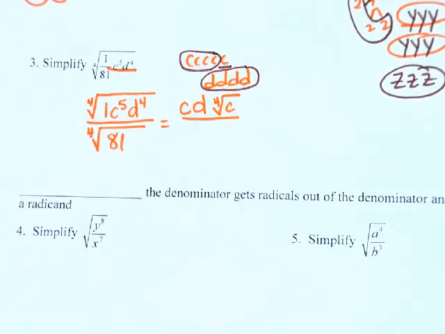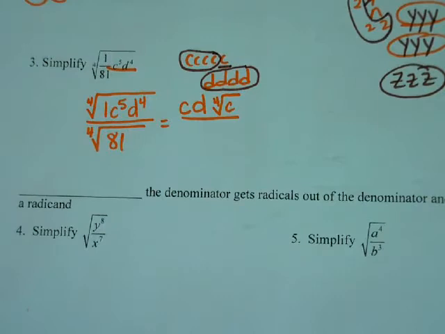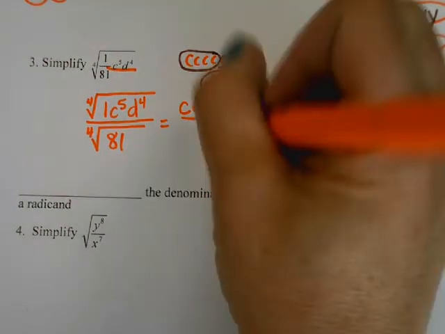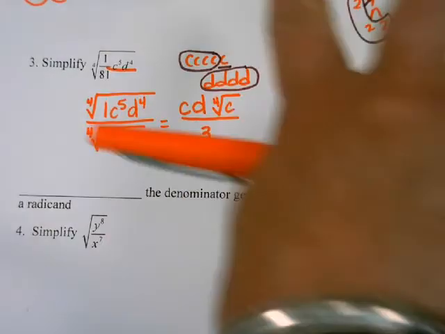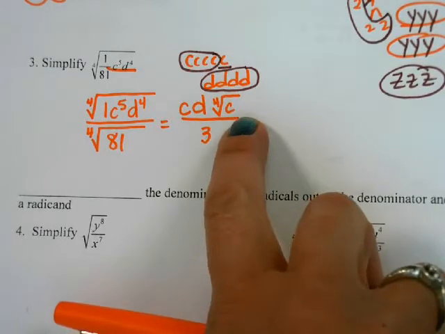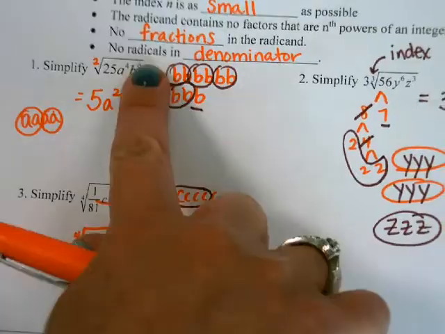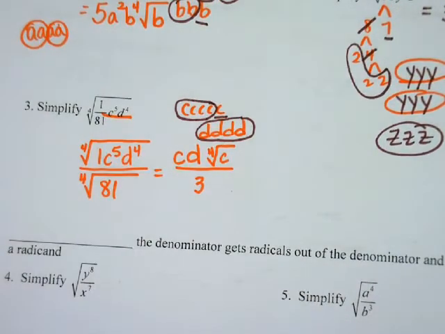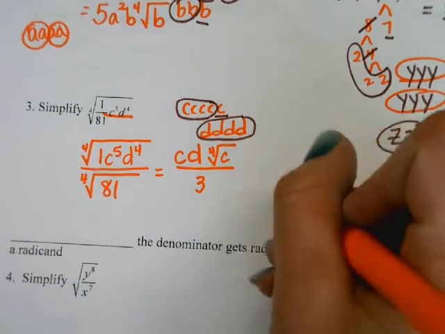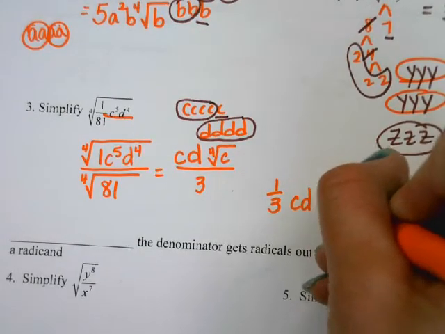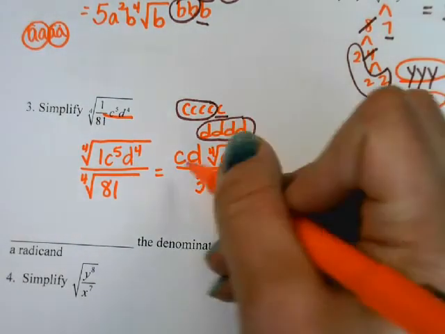And hopefully this is the 4th root of 81. Is that one on our chart? What's the 4th root of 81? 3. So that guy worked out nicely because it said we can't have any fractions in the radicand. I don't have any fractions under my radical. It also said no radicals in the denominator. Guess what? We fixed it so there's no radicals in our denominator. You could also write this as 1/3 if you would like. Either way is fine with me.